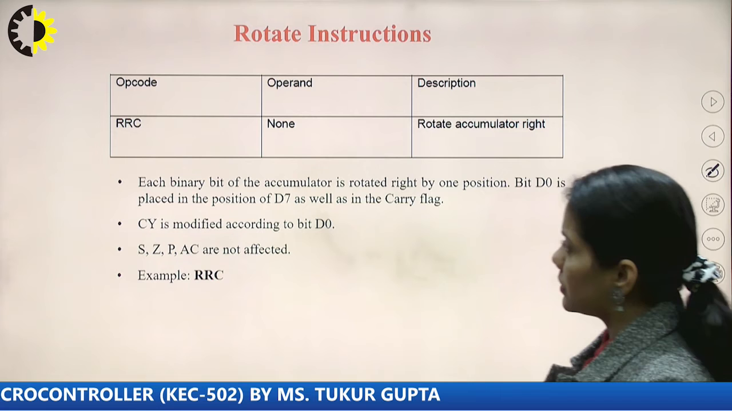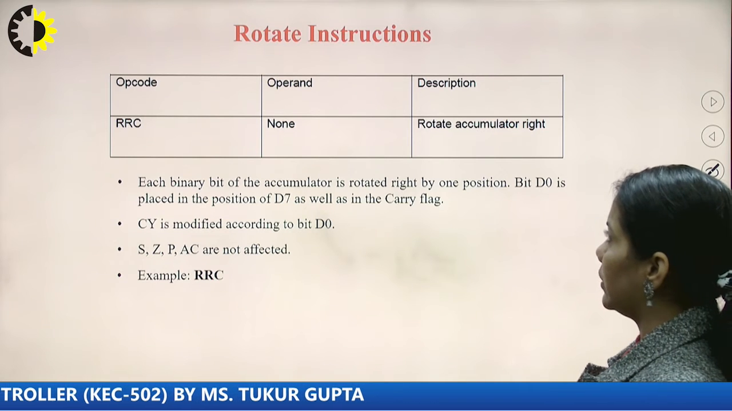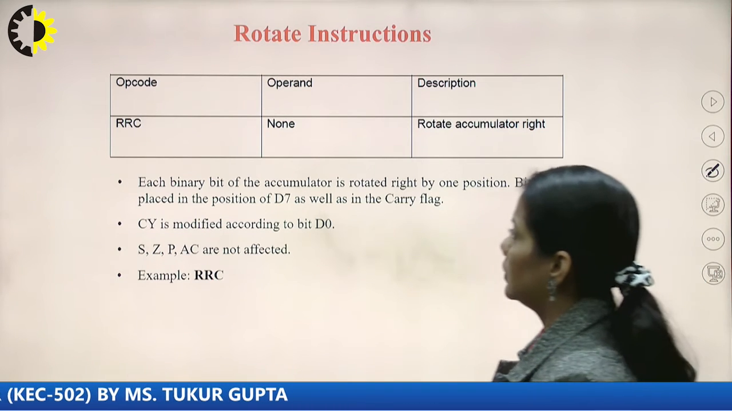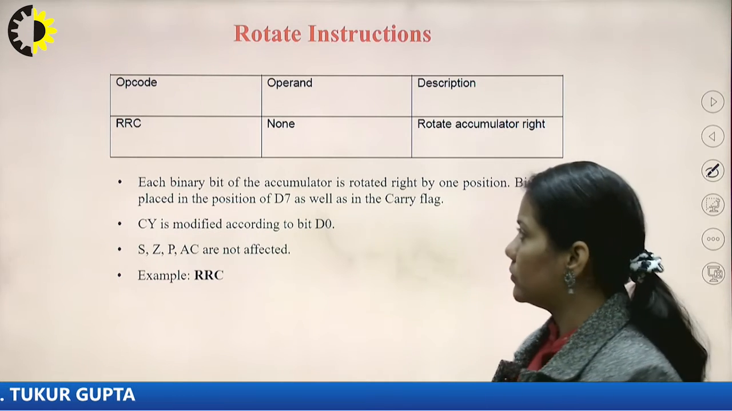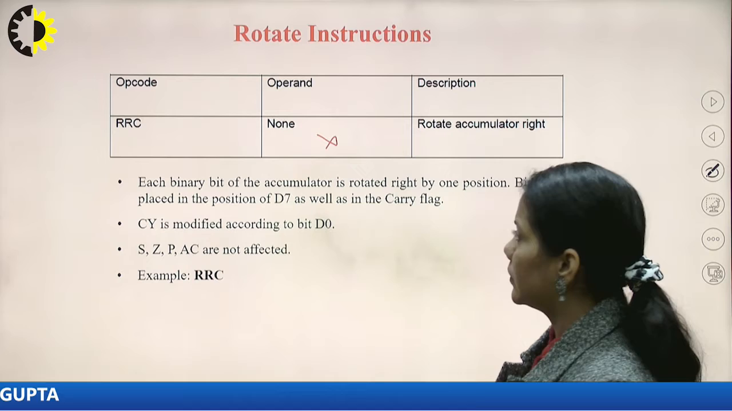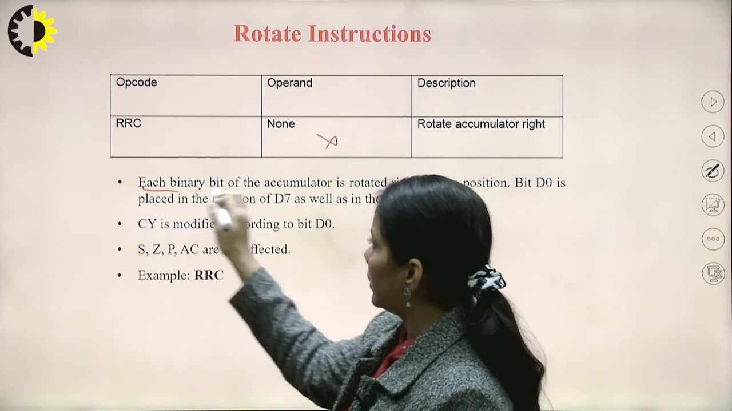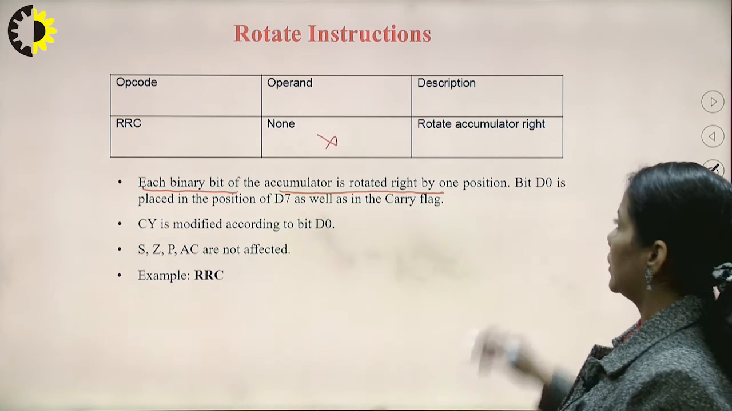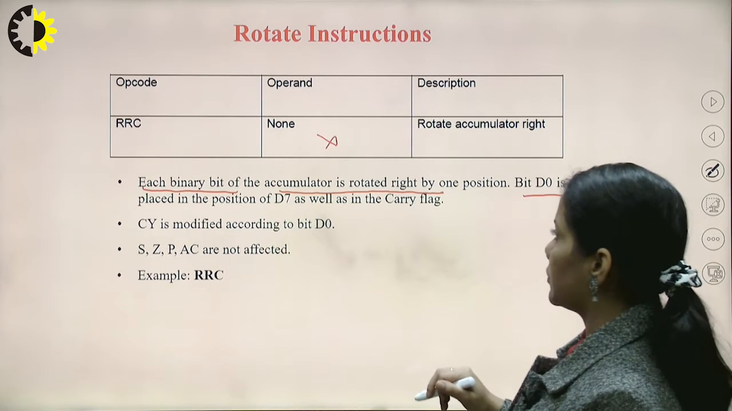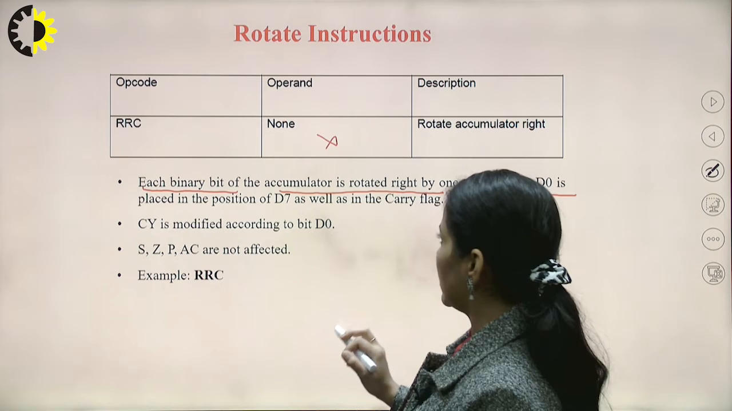Next instruction in this category is RRC, rotate right, and by default the operand is accumulator, so no operand to be mentioned. Each binary bit of the accumulator is rotated right by 1 position. Bit D0 is placed in the position of D7 as well as in the carry flag.